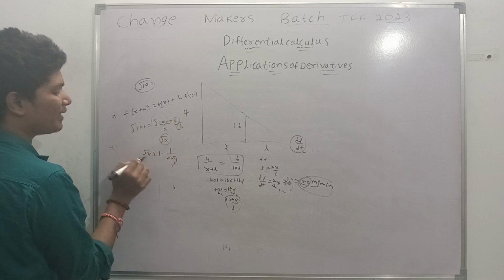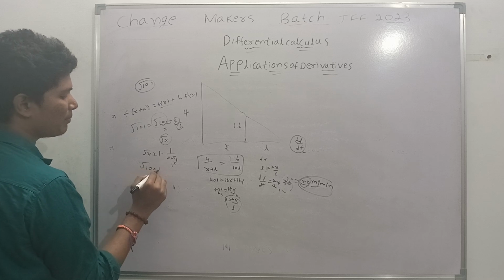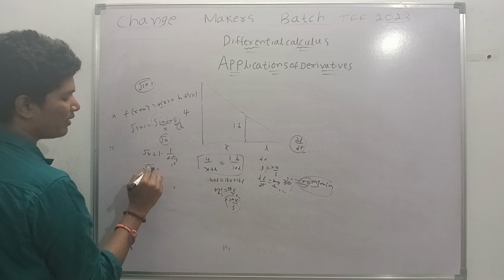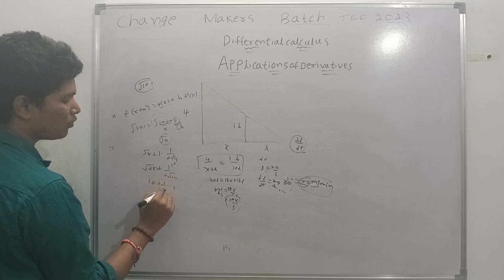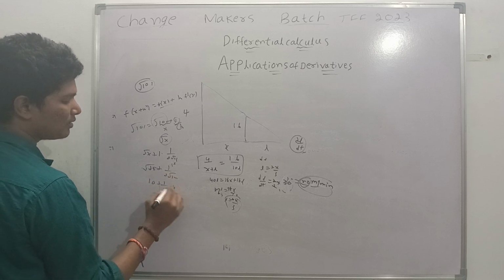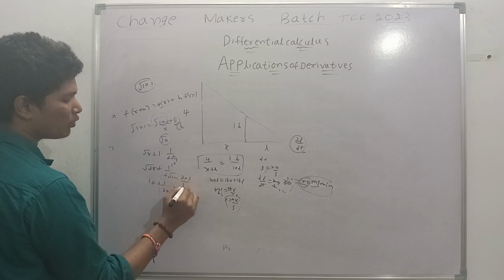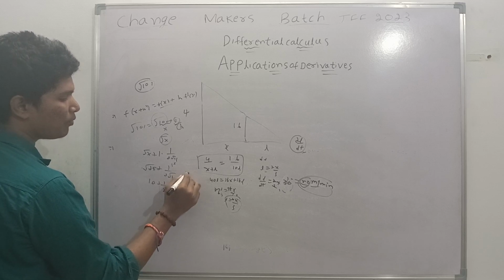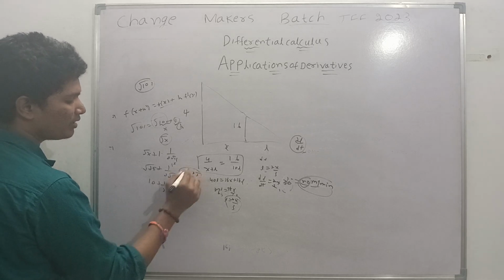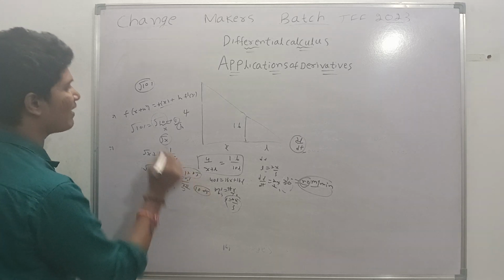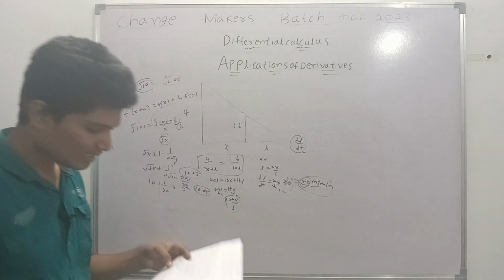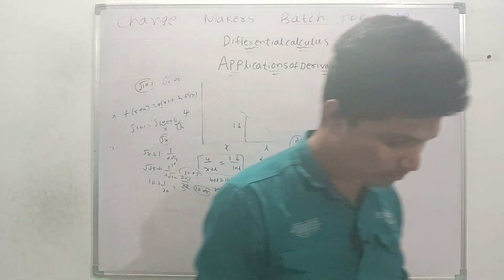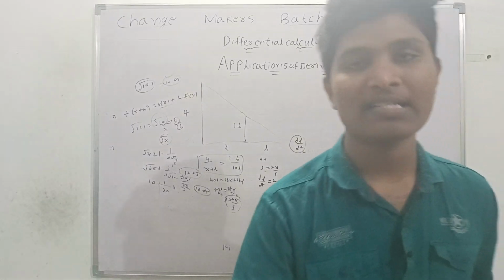So basically we are keeping 10 here. That is root 100 plus 1 by 2 root 100, that is 10 plus 1 by 20. What will be the answer? 201 divided by 20, that is 10.05. So the square root of 101 is approximately 10.05. Like this you have to do. Basically this is the thing, and the chapter is completed.